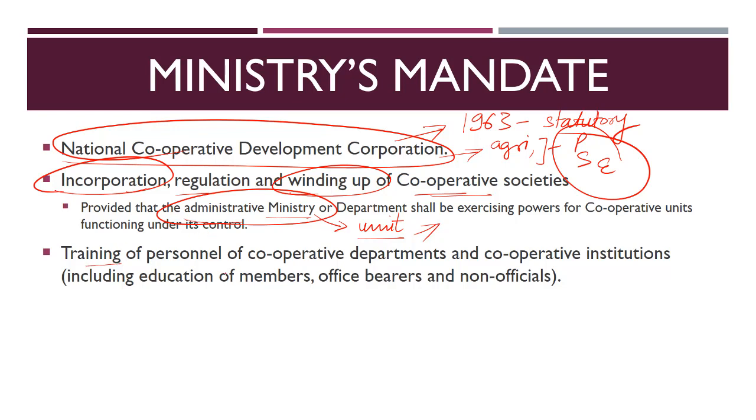Similarly, the training of personnel, that is members, the office bearers and non-officials. Each and every member of the cooperative, office bearers, that is the elected president, elected executive members, elected secretary, treasurer, and the non-officials, that is the persons who are full-time or part-time employed for taking care of the offices, for taking care of the applications and such other things. Their education and their training is also the ministry's mandate.